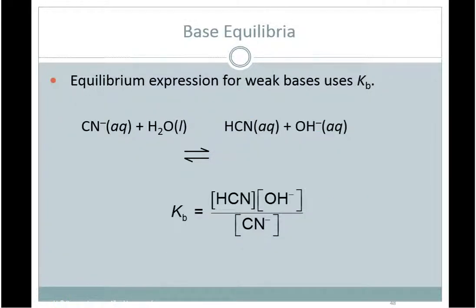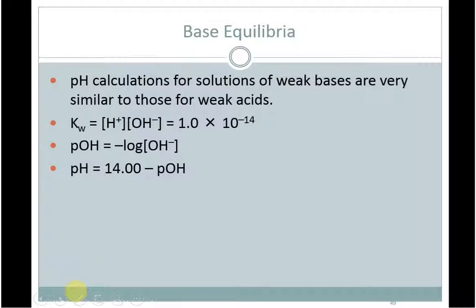If you're talking about bases, for acids they use Ka, for bases they use Kb. There's no difference, guys. It's still going to be the equilibrium expression. It's just that now we're talking about a base instead of an acid. pH calculations for bases are going to be essentially the same as that for acids. You're going to use the same formulas. It's just that you can have a slightly different approach. You're going to find pOH usually first and then go to pH.